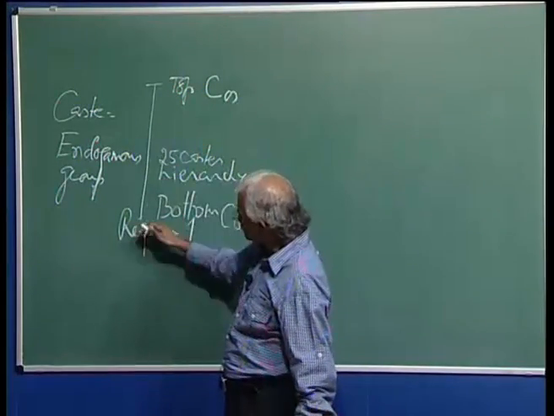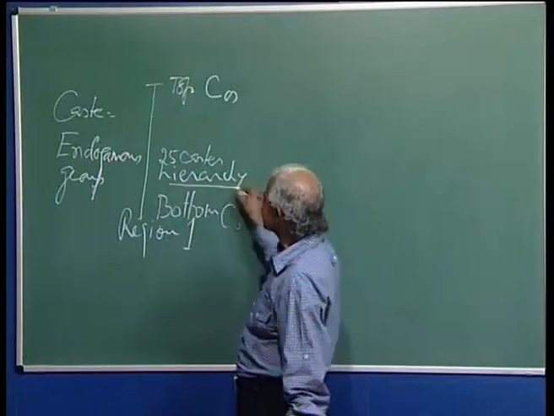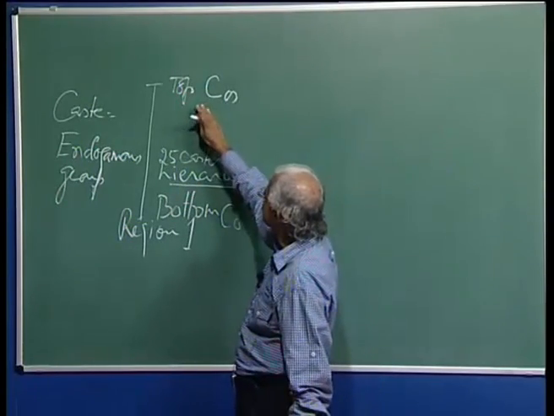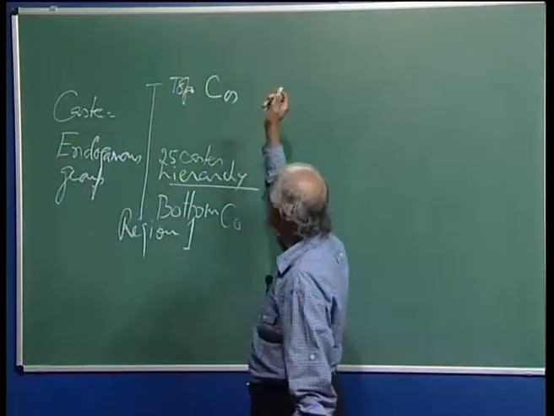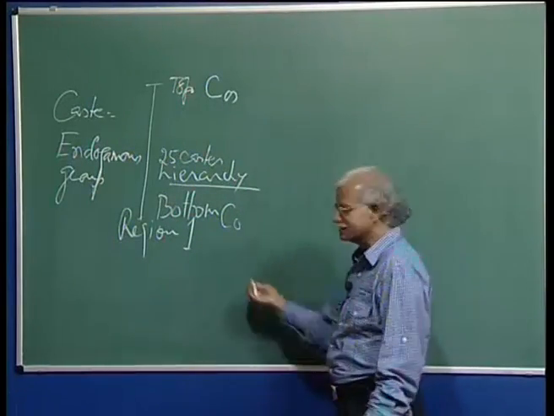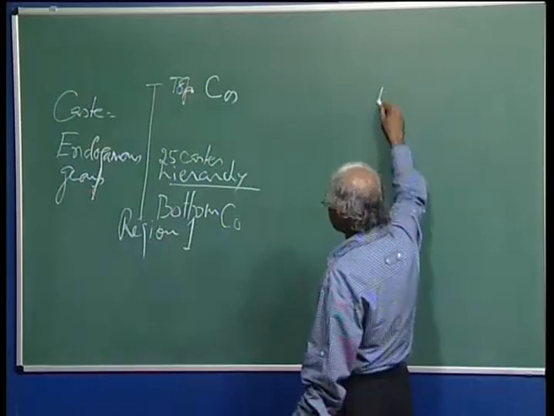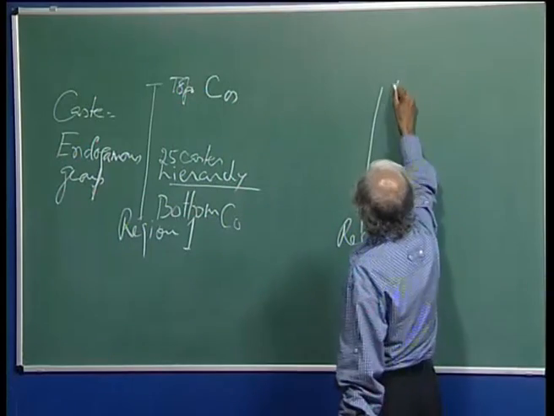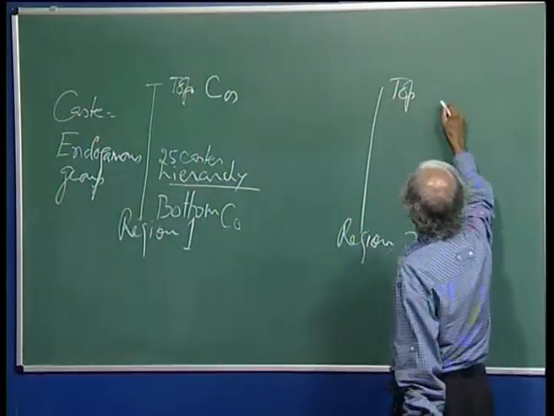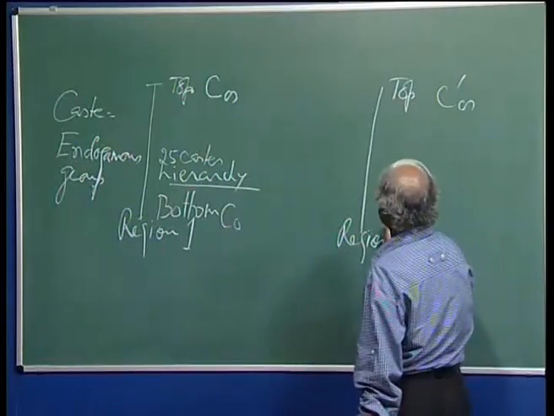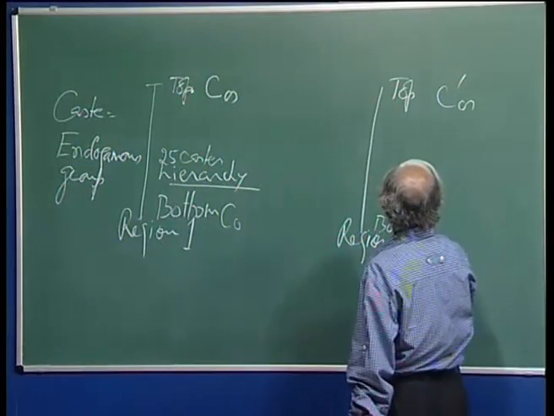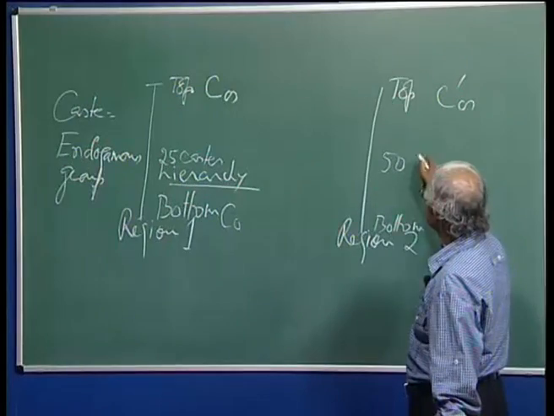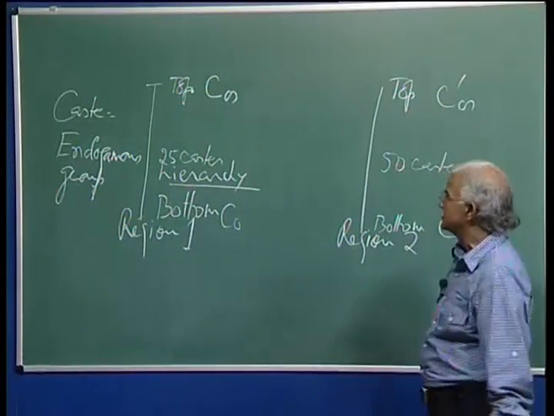You can arrange all the caste groups in region 1 in a hierarchical manner, meaning there are some castes which are above the other castes, and there is some caste which is at the top, say C infinity, and at the bottom C 0, to use algebraic expression. Now, there is another region, region 2, and here also there is a caste at the top, C dash infinity, and a caste at the bottom, C 0 dash, and again in between there are 50 castes which are arranged hierarchically.